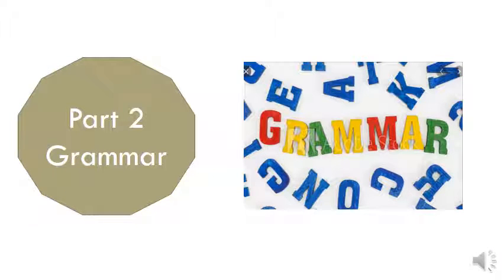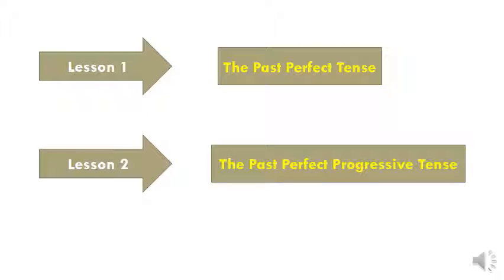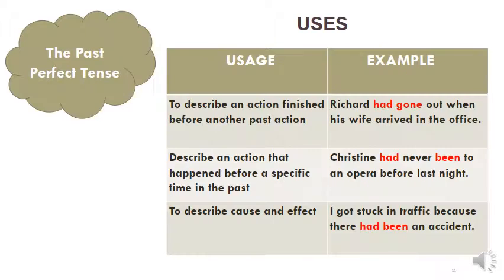Okay, now we are going to move to the second part of the lecture, which is grammar. Today in grammar, we are going to explain two lessons. These lessons are very easy and very short. The past perfect tense and the past perfect progressive. First, we are going to start with the past perfect tense. Let's have a look at the uses and the examples that we have.